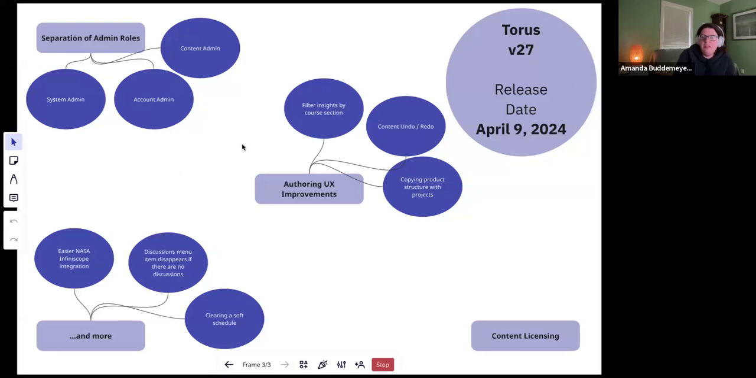I picked out three things here to list, but that's not nearly an exhaustive list.